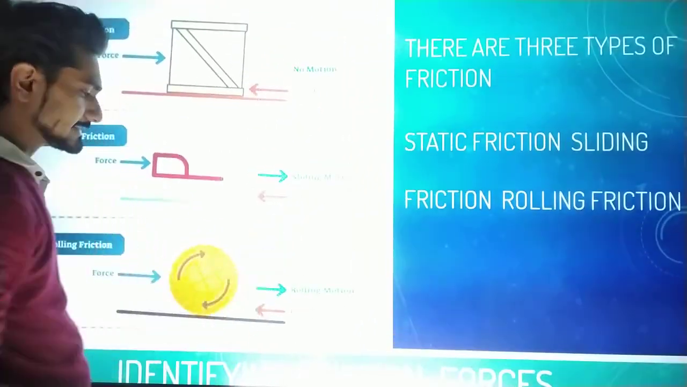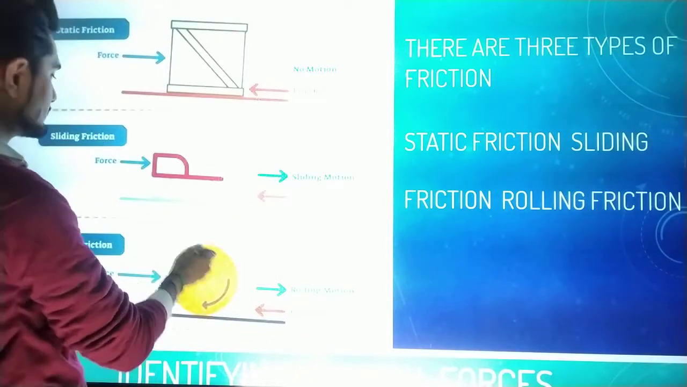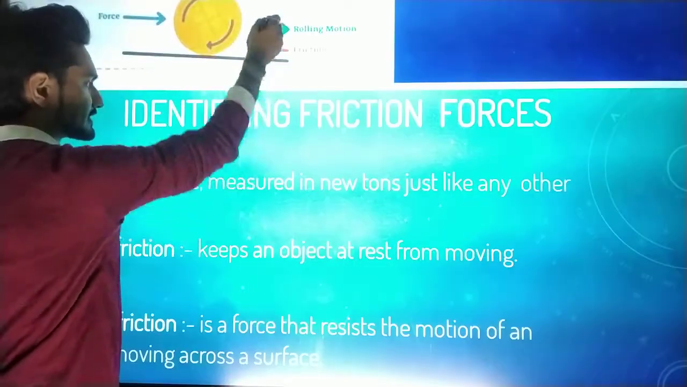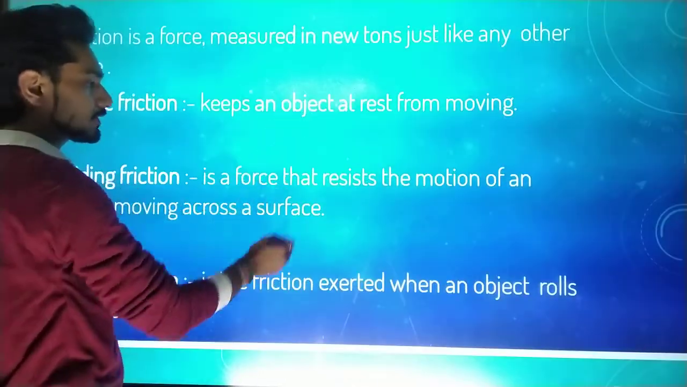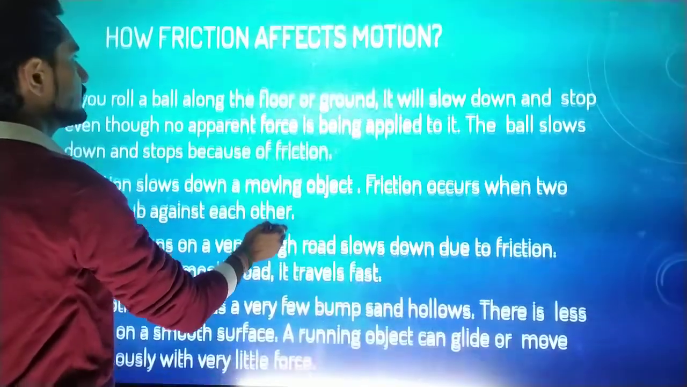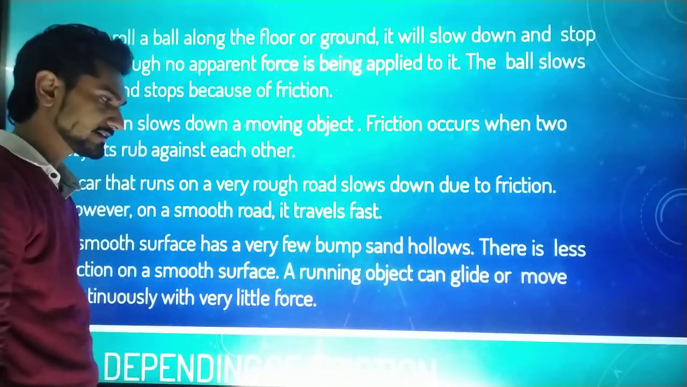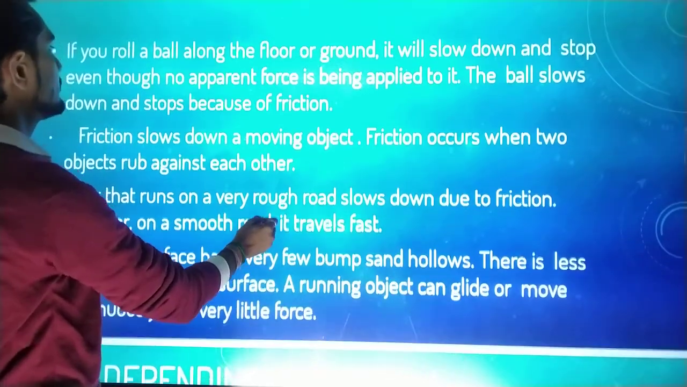So these are the types of friction we have seen: static friction, sliding friction, and rolling friction. I have already given you homework regarding that, and you have all done it. How friction affects motion is also a topic that we have already seen.